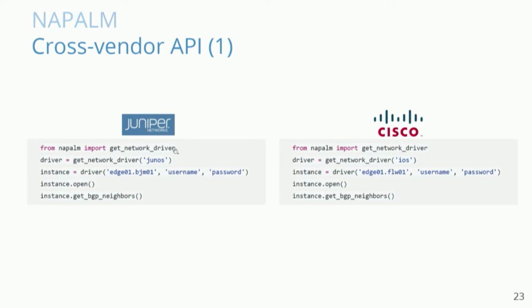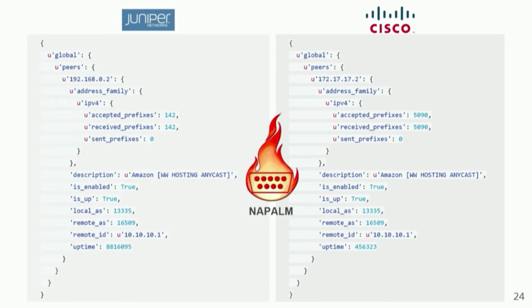The only difference, for example, when you want to get the BGP neighbors that you have configured on your network device, is that you only need to say, hey, this is Junos device, or this is IOS or EOS, and so on. Then the only difference, of course, is the hostname where you can find this device, which is very natural. And the command that you issue to get the BGP neighbors is the same. Get BGP neighbors, get BGP neighbors in both cases. The output, again, is consistent. Exactly the same structure as the output when you retrieve from a Juniper or from a Cisco device.